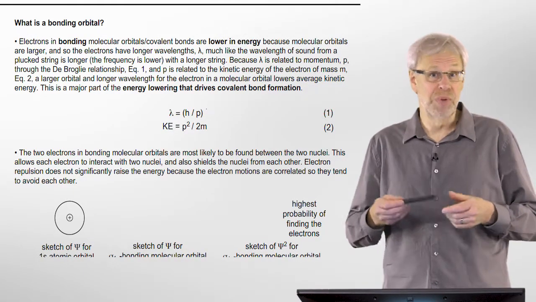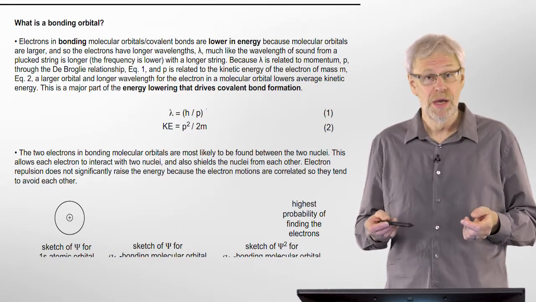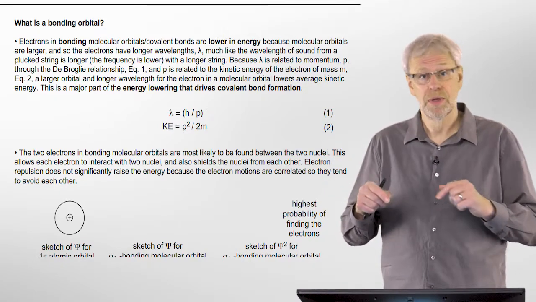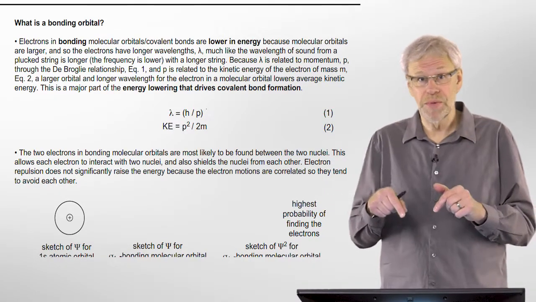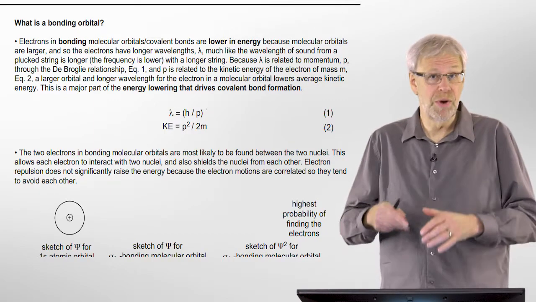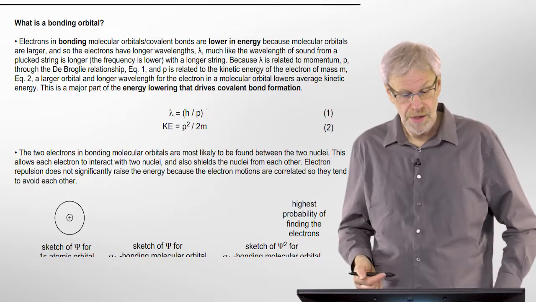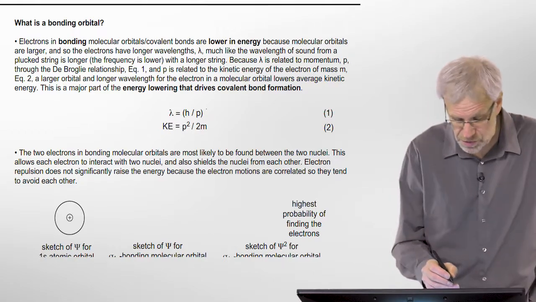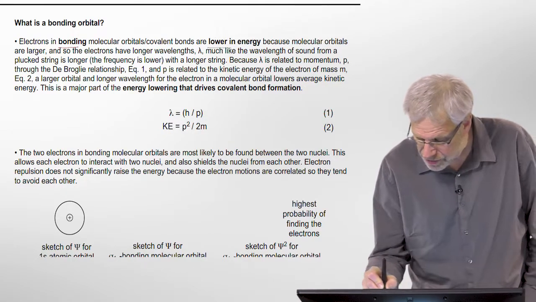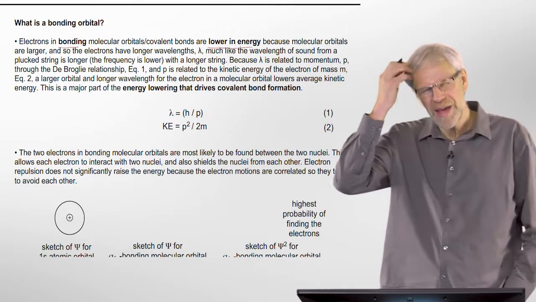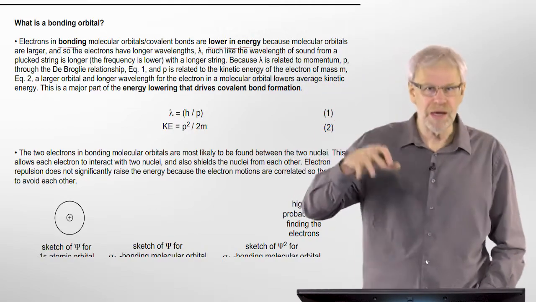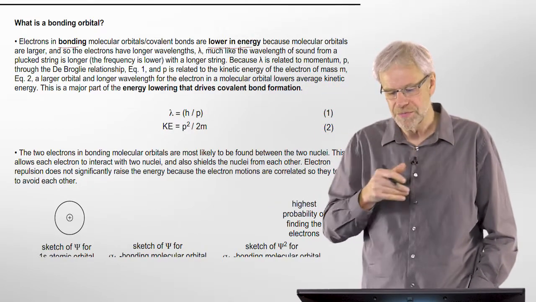So atoms make bonds because in doing so, the energy of the electrons goes down. The energy of the electrons goes down because electrons in a bonding orbital have lower energy. So this is crucial, as we've already said. Bonding molecular orbitals are lower in energy. But the question is, why is that? Why are the electrons lower in energy in the bonding orbital?